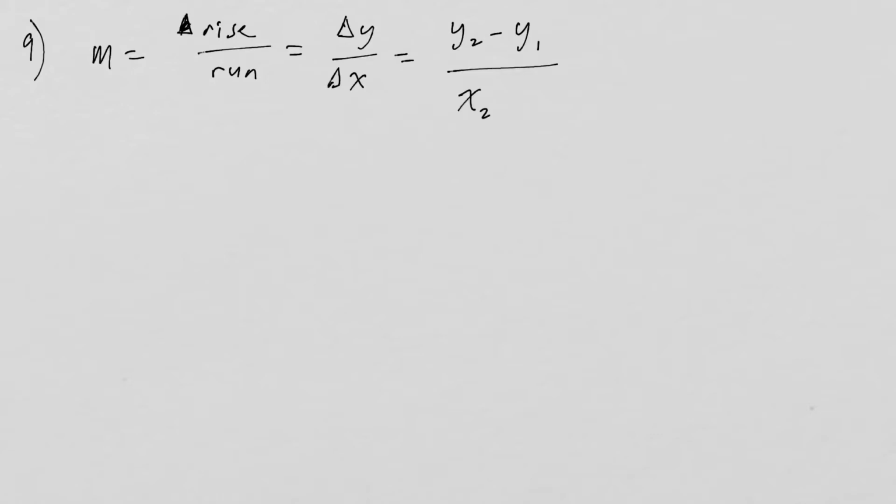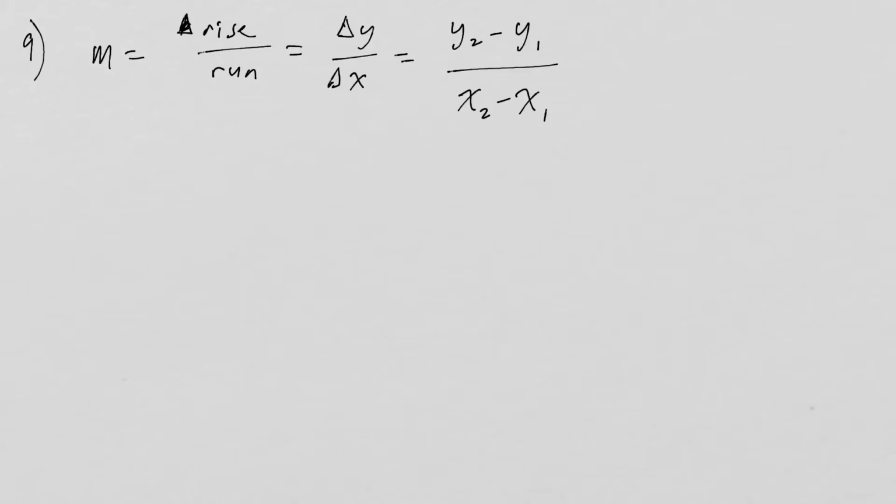Okay, the slope is the change in the y values. Well, let's do it like this. It's the rise over the run. The rise is the change in the y values. The run is the change in the x values. The change in the y values is the difference of the y values, and the change in the x values is the difference of the x values.